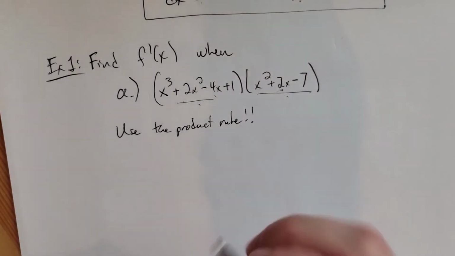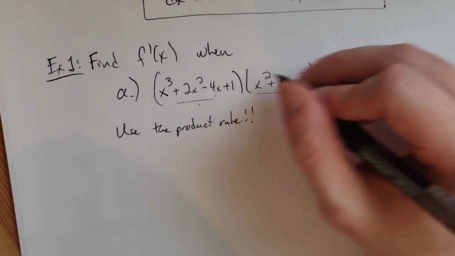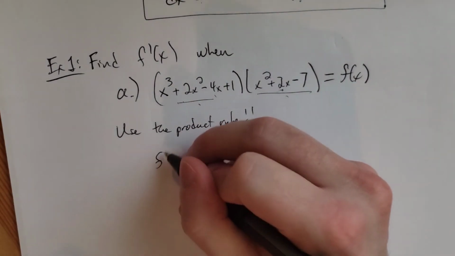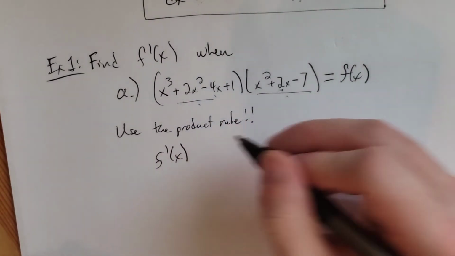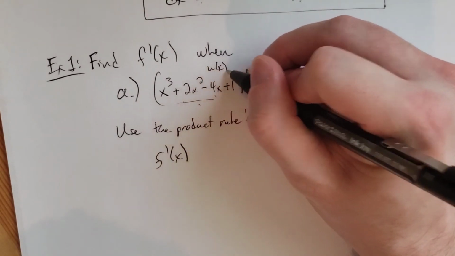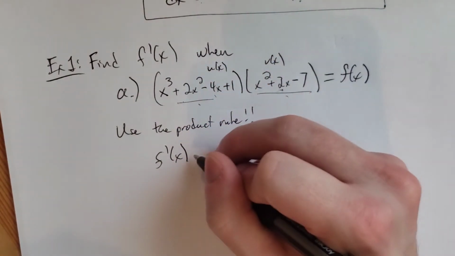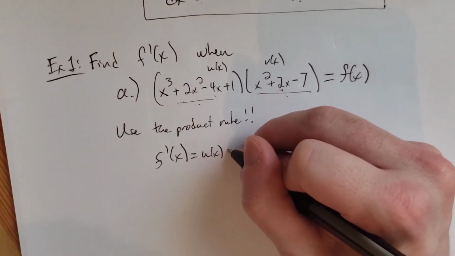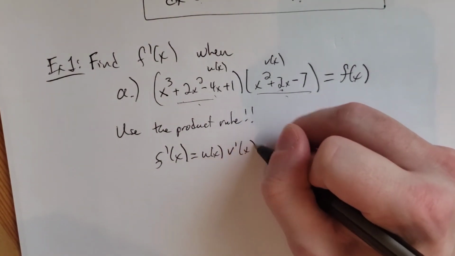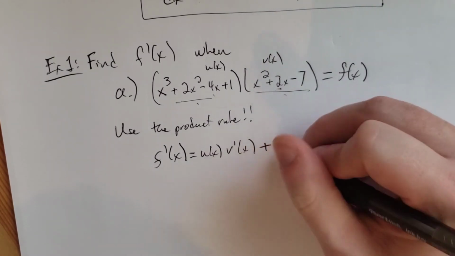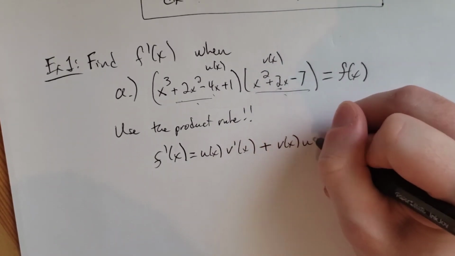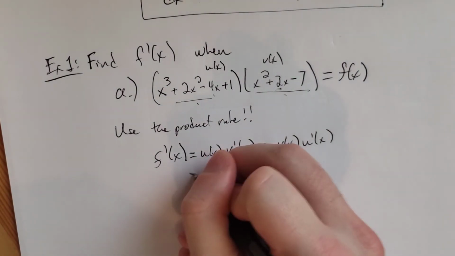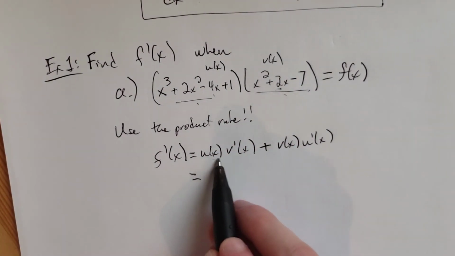Okay? What does that mean? If this is our function f of x, then f prime of x is, let's call this u of x and v of x, f prime of x is u of x times the derivative of v, so v prime of x, plus v of x times the derivative of u, so that's u prime of x. So let's go ahead and see what that is. All right, we write in u of x here.